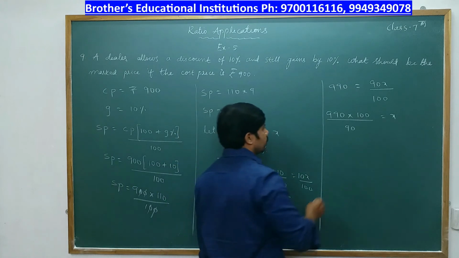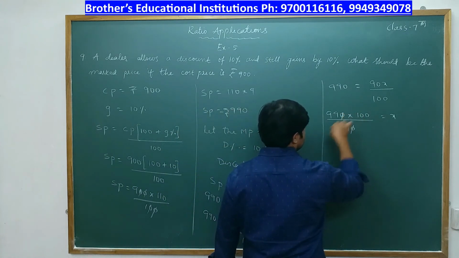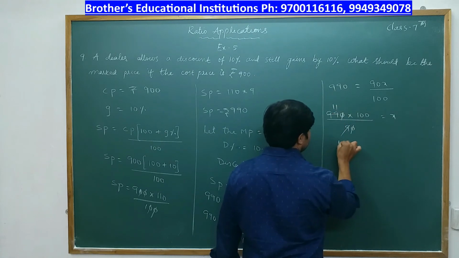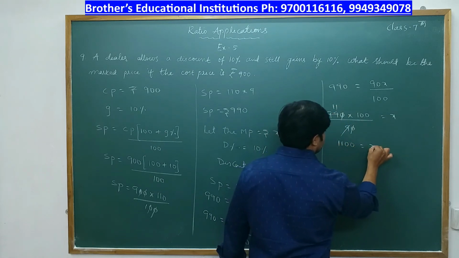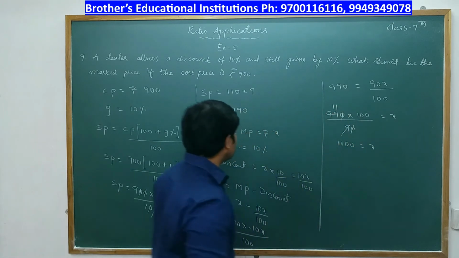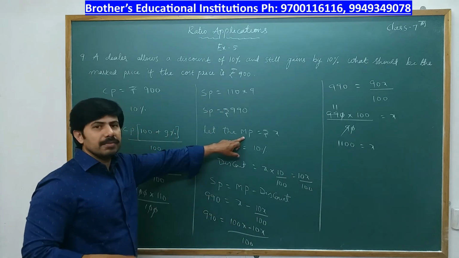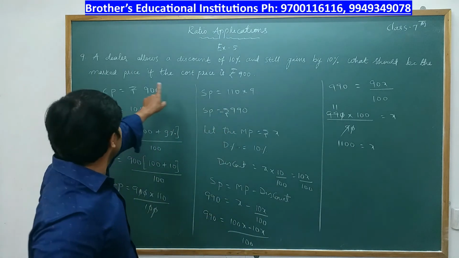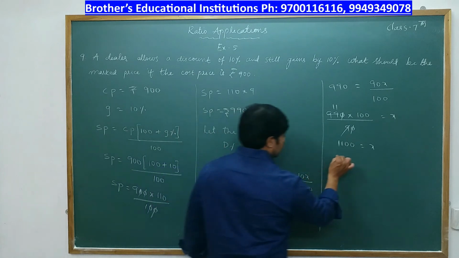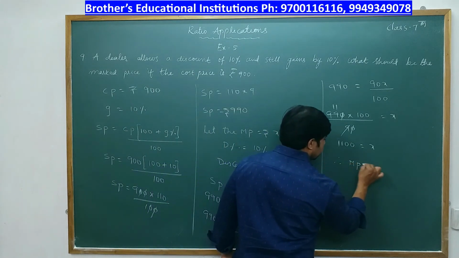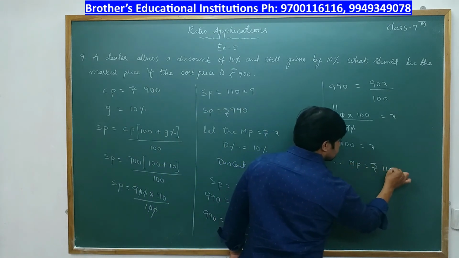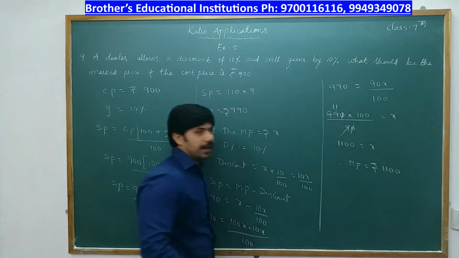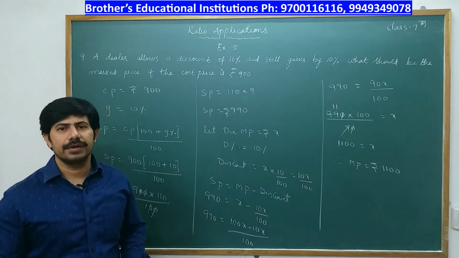So here 0, 0, 9 ones are 9, 11s are 11. So 11 into 100 is 1100. So x is equal to, we got 1100. But what is x? X is nothing but the marked price. So in the problem we have to find out the marked price. Therefore the marked price is rupees 1100. Okay, so this is completed.